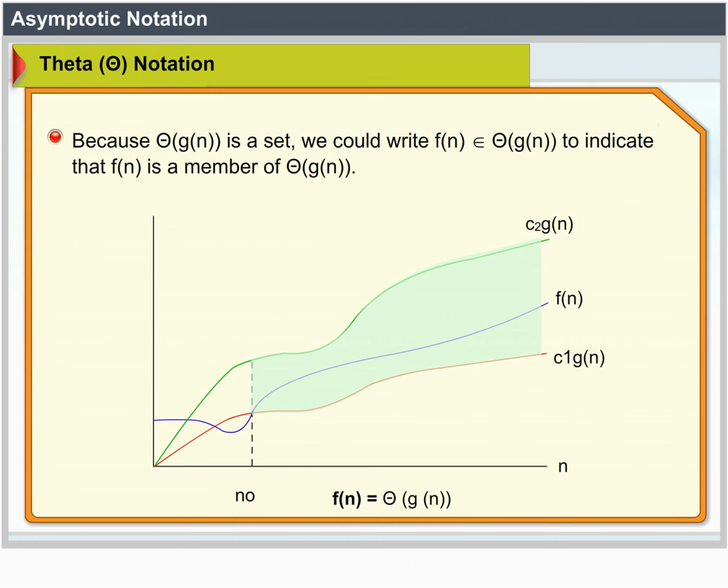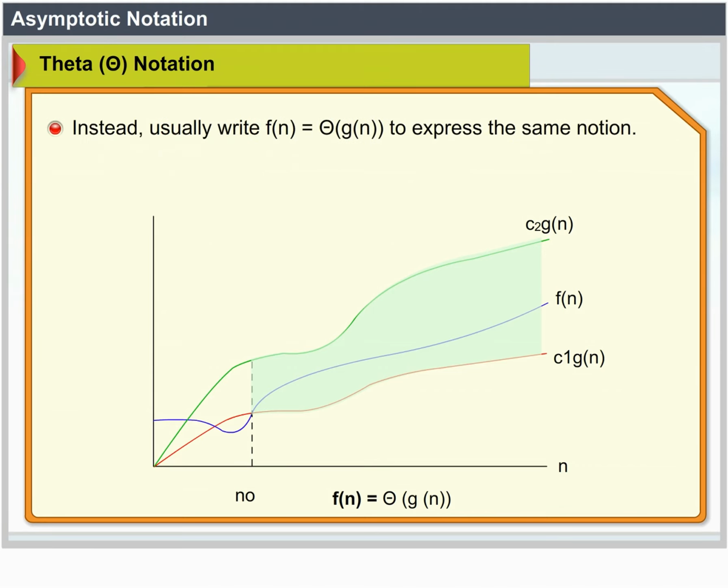Because theta of g of n is a set, we would write f of n belongs to theta of g of n to indicate that f of n is a member of theta of g of n. Instead, we usually write f of n equals theta of g of n to express the same notion.